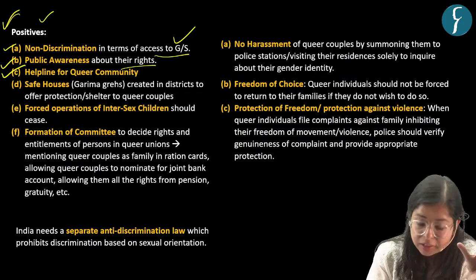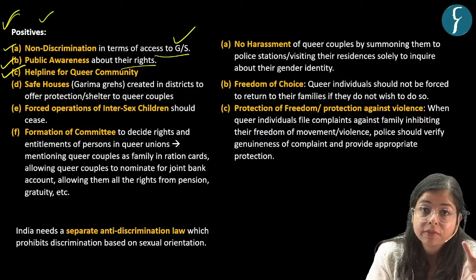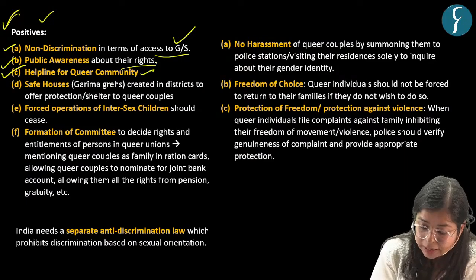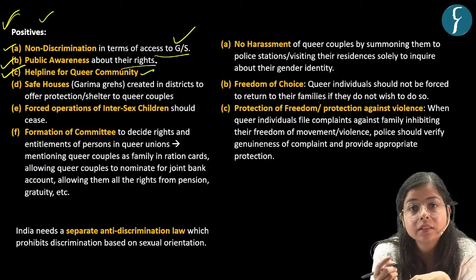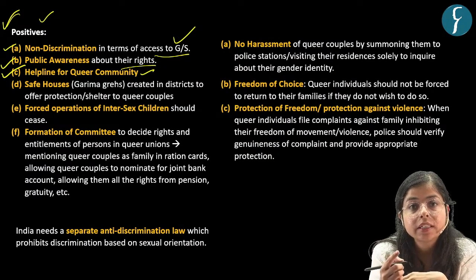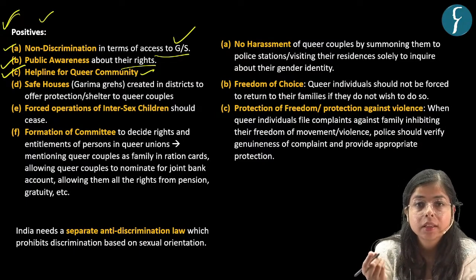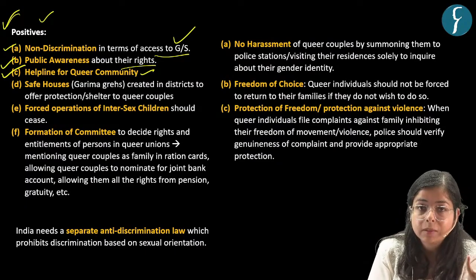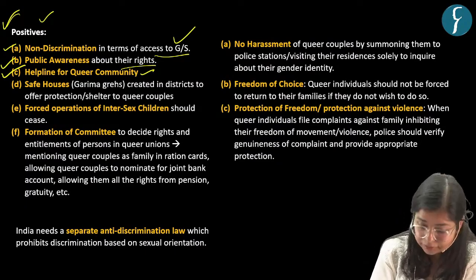Now the other directive is to establish a helpline for the queer community. This helpline is to be established such that if the community, if any member of the community, is in any kind of distress, is being harassed, or any kind of violence is being inflicted upon them, then there should be a helpline so that the person can connect.